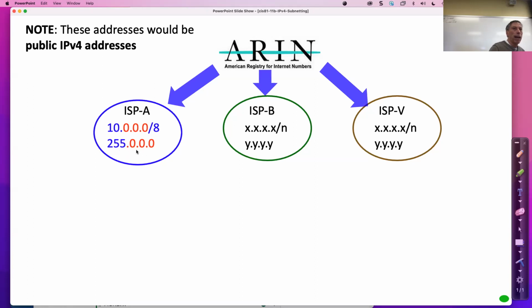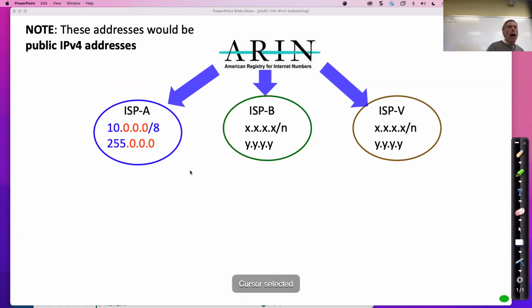10.0.0.0/8. And gives other ISPs maybe 11. So what's some other ones? ISP-B might get 11.0.0.0/8. Maybe ISP-C got 12.0.0.0/8.